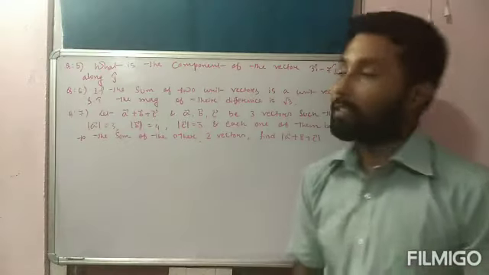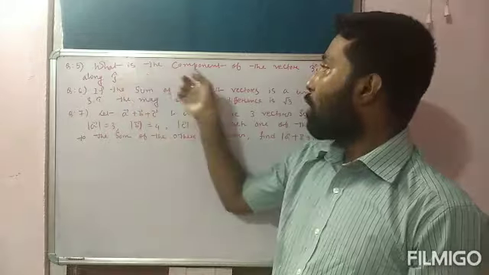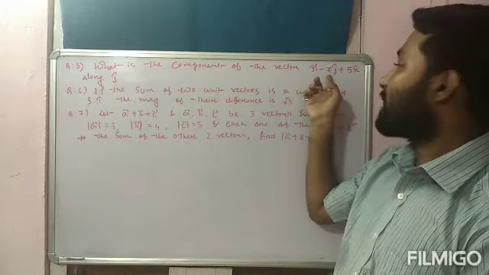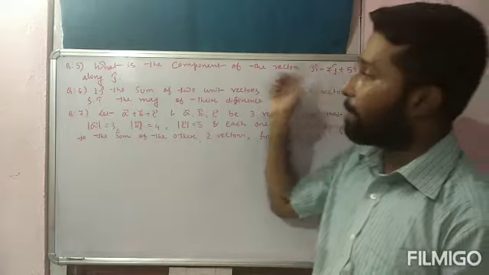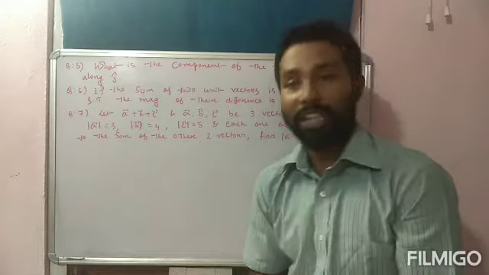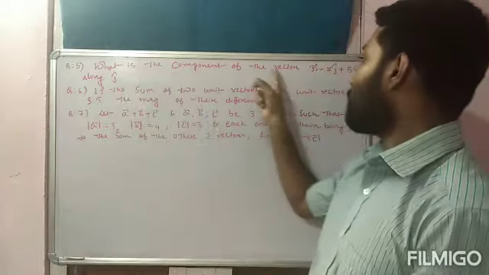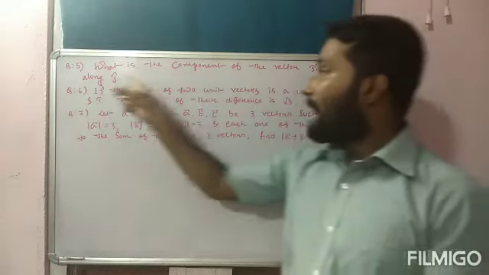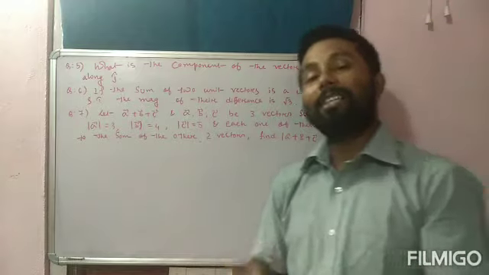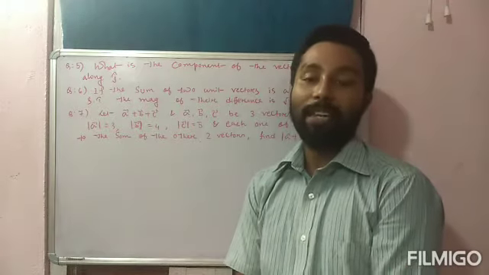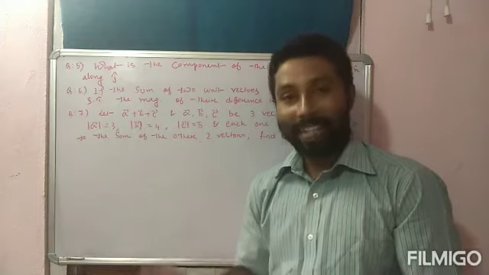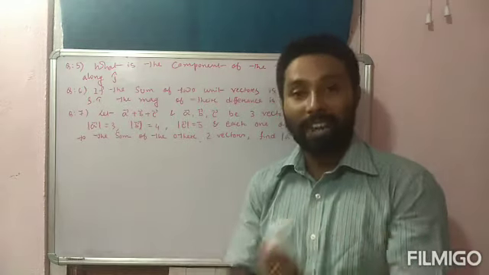So the next question is, what is the component of the vector 3i cap minus 7j cap plus 5k cap along j cap? Okay, this is also a 1 mark question. Here the i cap, j cap, k cap that we use in vectors, these 3 indicate what? I cap, j cap and k cap indicate the directions, right?